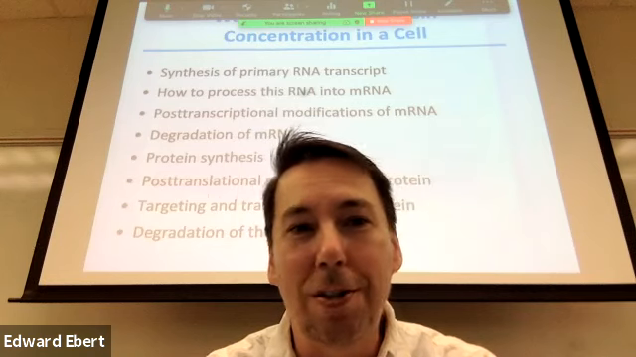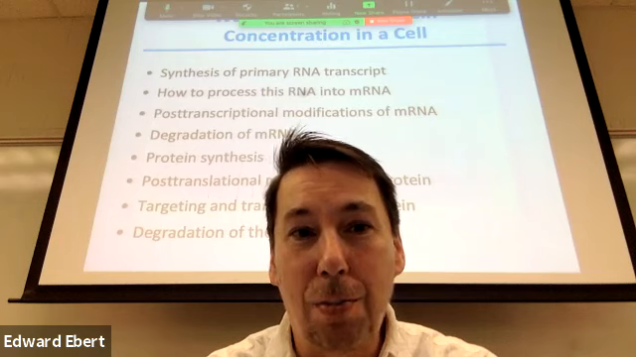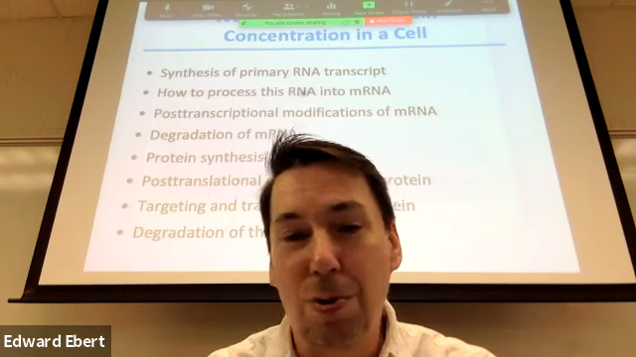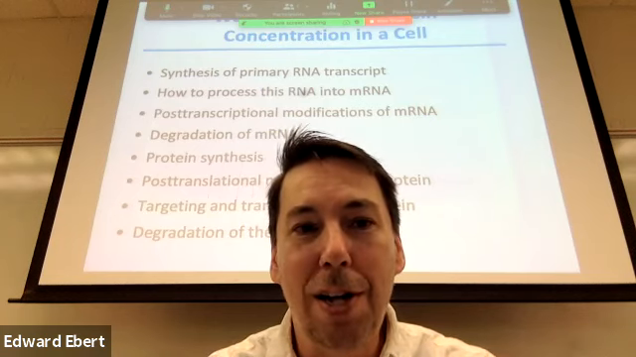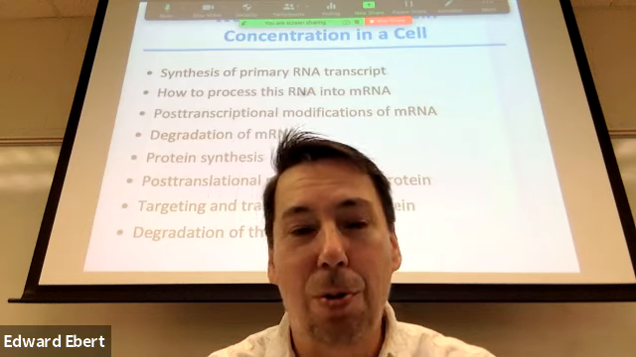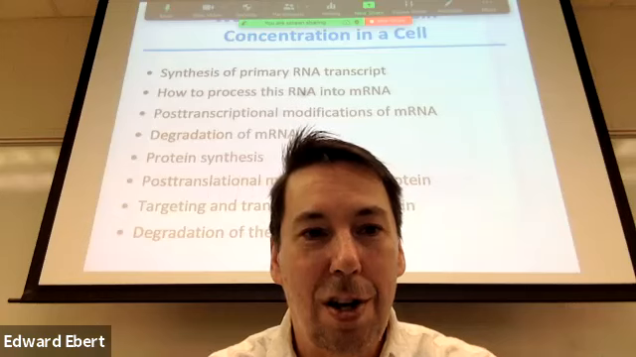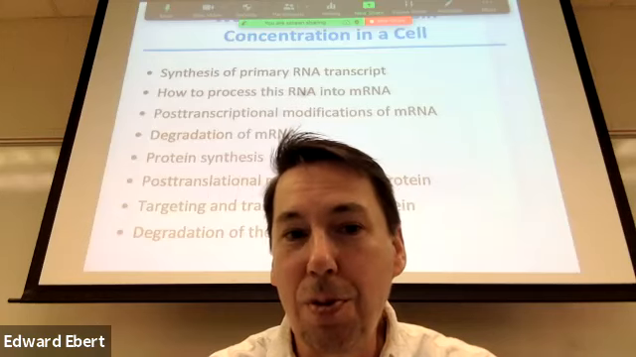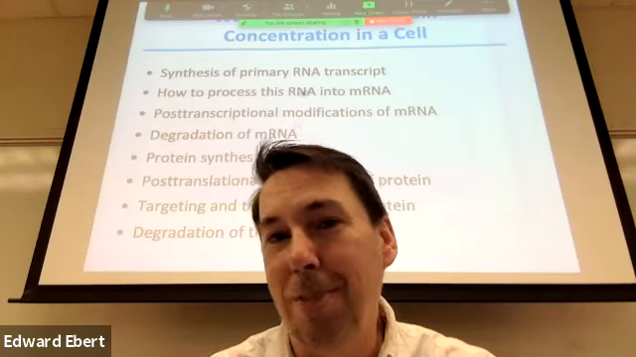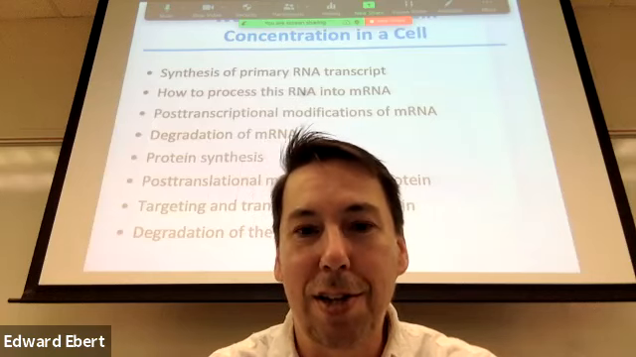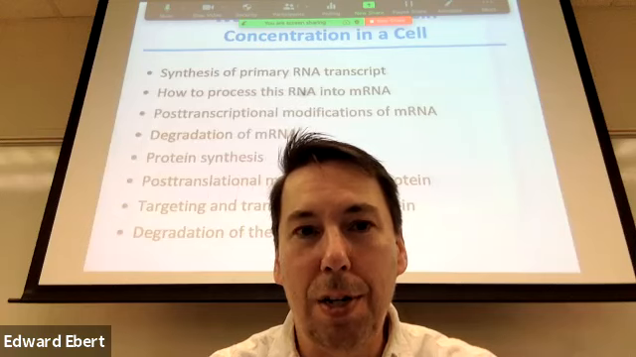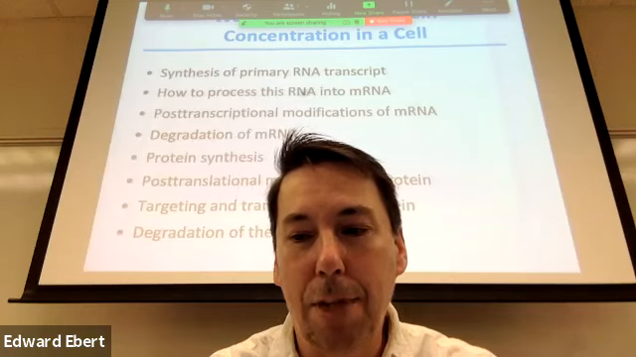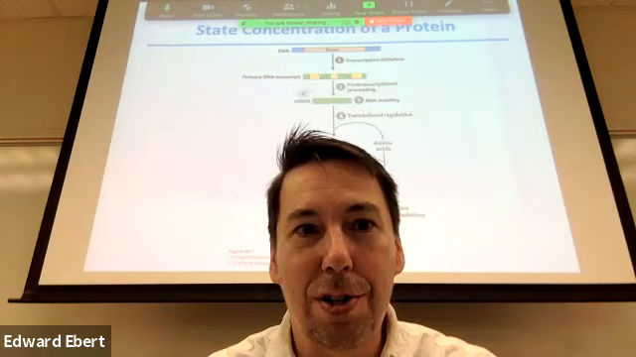So we could target the synthesis of the primary RNA transcript. We could target processing it. We could look at post-transcriptional modifications of the mRNA, degradation of the mRNA, the actual protein synthesis itself, its post-translational modification, targeting and transport of the protein, and degradation of the protein. Right? So we've got lots of different ways that we can slow down or speed up protein metabolism to regulate its concentration in there.